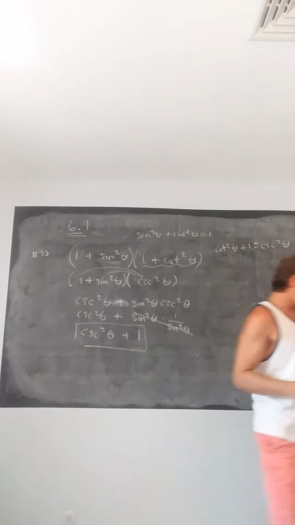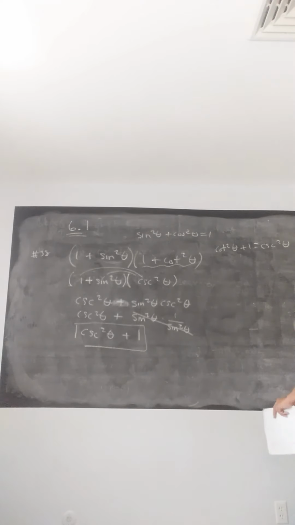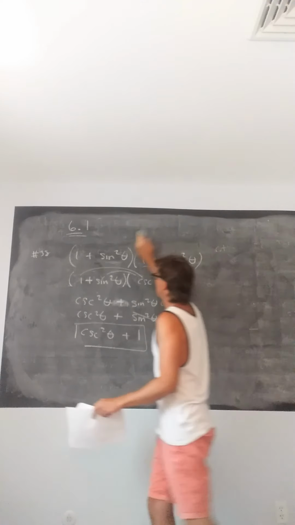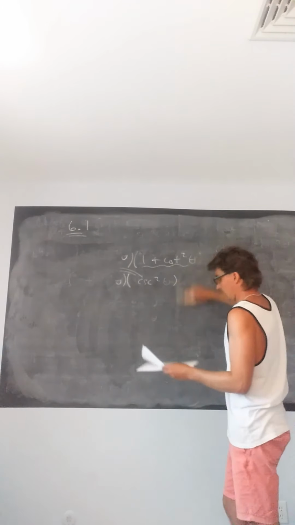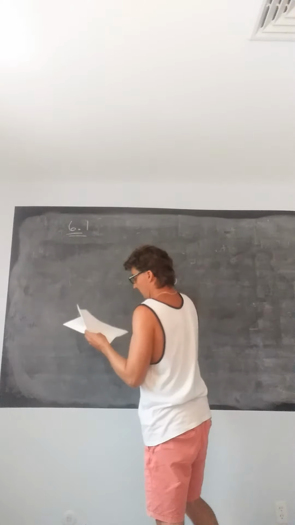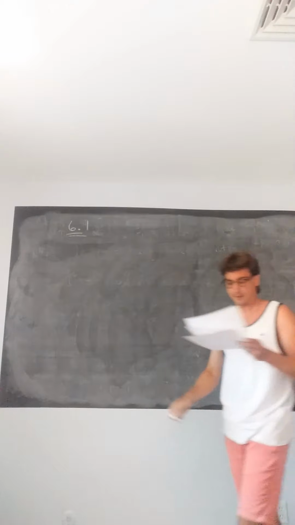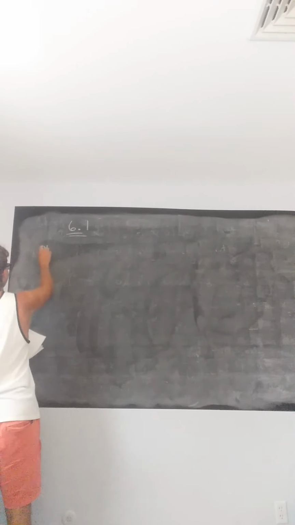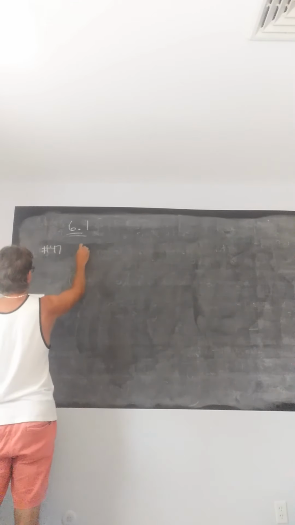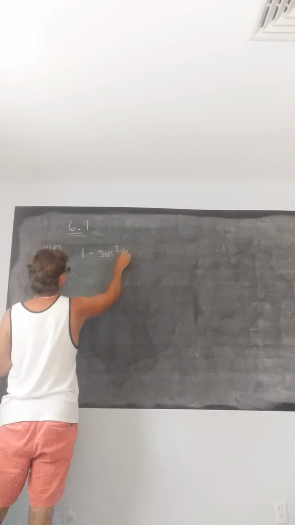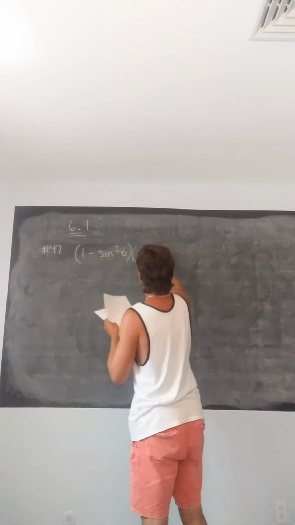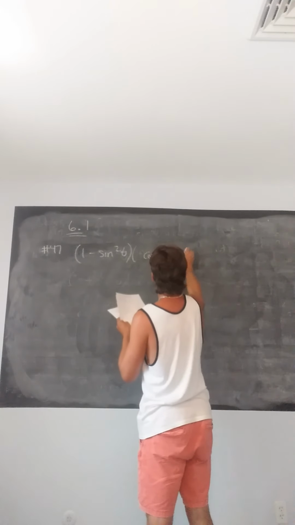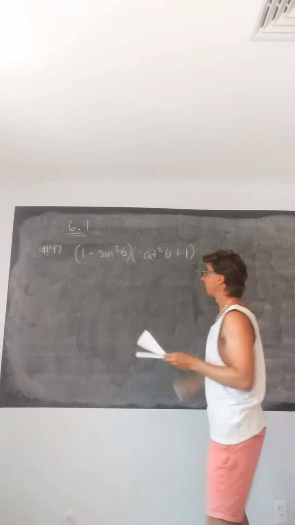Alright, so let's look at another example. How about we have one like this? This is number 47. What if we have 1 minus sine squared theta times cotangent squared theta plus 1. So say we have this, okay?